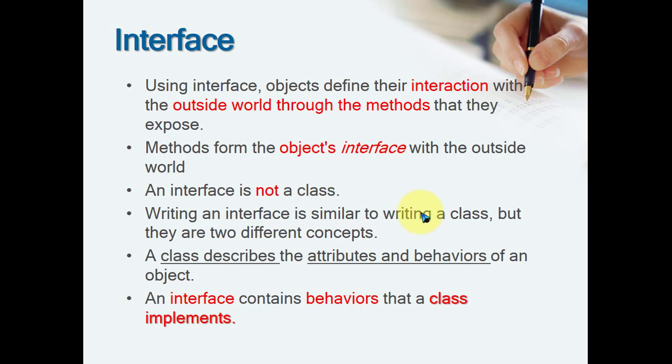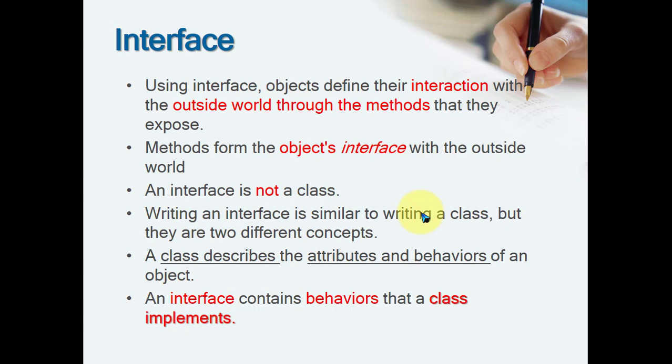Writing an interface is similar to writing a class, but they are two different concepts. Interface and class are different concepts. In a class we have the implementation of methods and declaration of data members, but in an interface only final and static variable declaration is allowed, and only abstract method declaration is allowed. That is the difference between the interface and class.